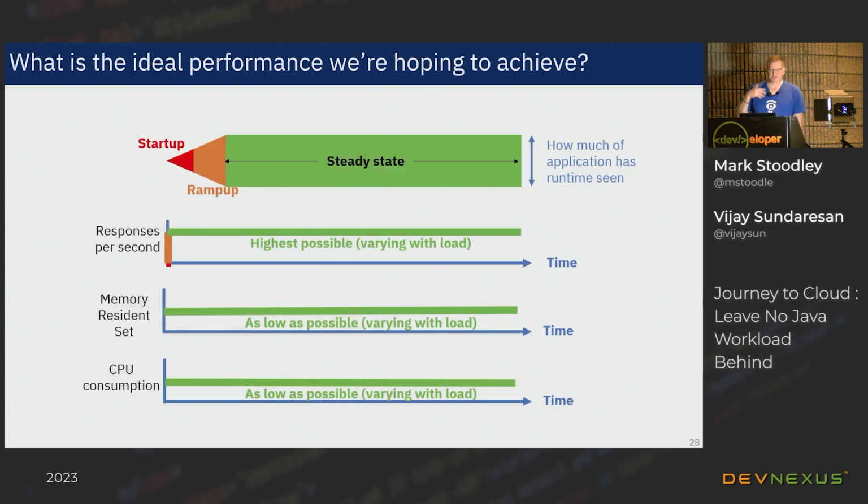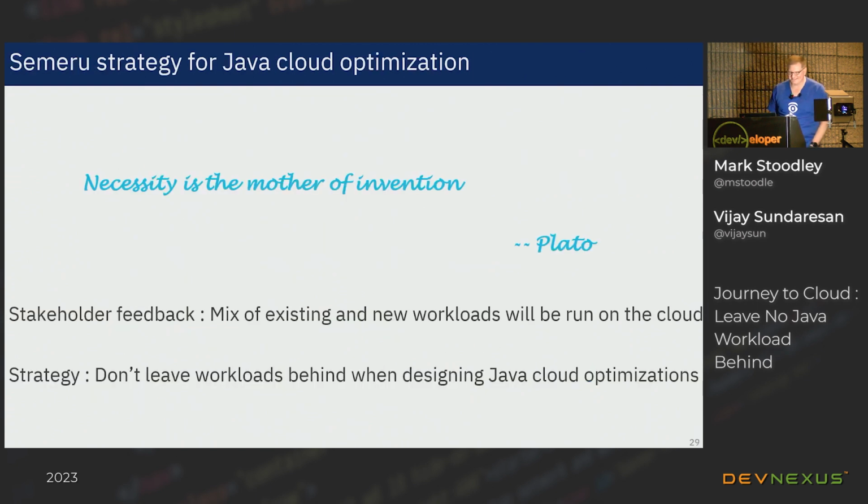So just to level set, what are we actually trying to achieve here? If we had the best of all worlds, what we would really like to see is zero startup, infinite ramp up, and then the highest possible responses per second for all of time. And we would want to do that with the lowest possible memory use and the lowest possible CPU consumption, right? Fantastic. Let's see how close we can get.